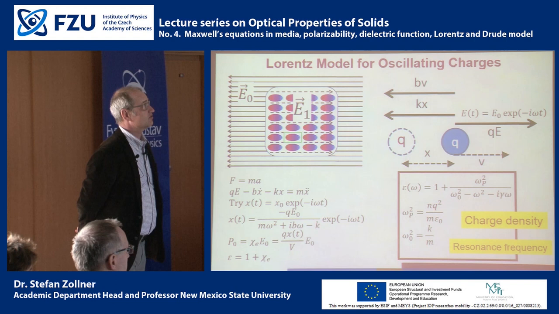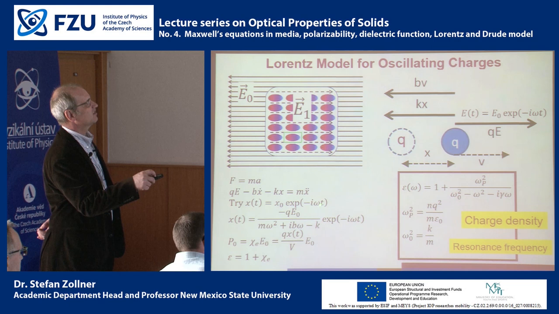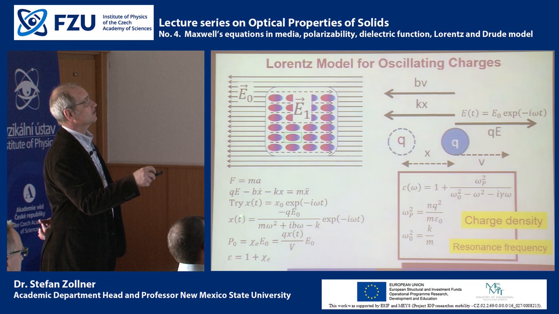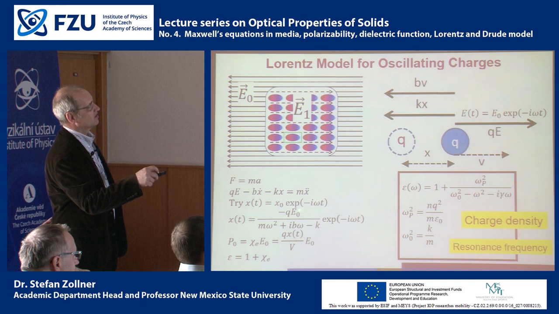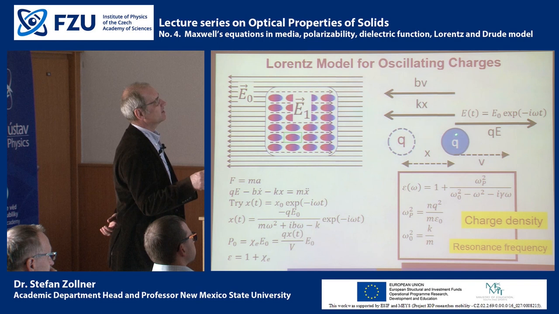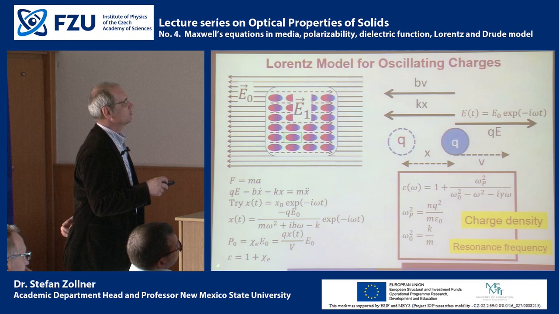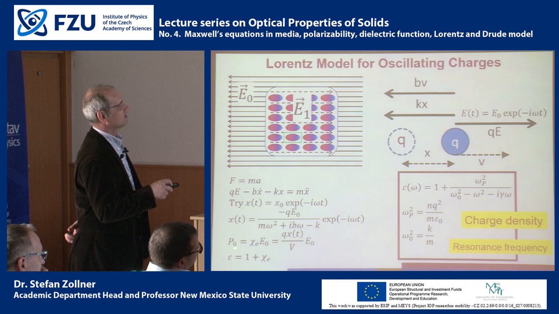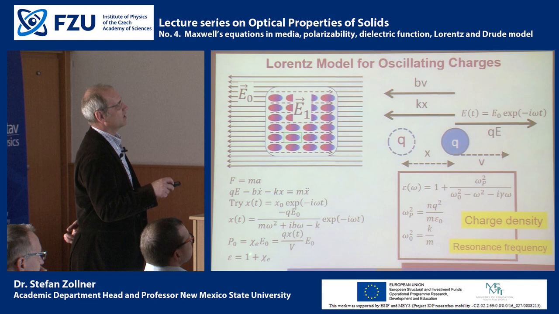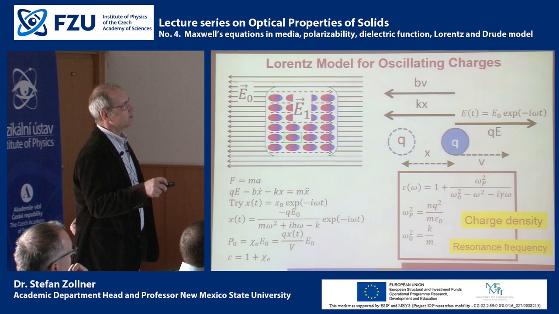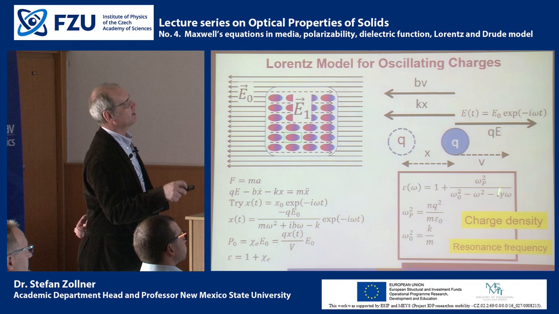We can solve this differential equation with an exponential solution, and then we find the displacement as a function of time. This is the amplitude, x0, times a plane wave. The dipole moment associated here is equal to q times x. So we can calculate the polarization as the dipole moment per unit volume. And then the dielectric function is 1 plus the susceptibility.